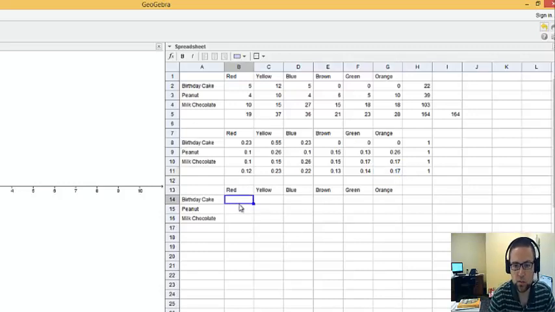Okay, one other way that we can organize these is to say what is the percentage of red M&Ms that were in the birthday cake pack, or the peanut M&M pack, or in the milk chocolate pack. So the way that we do that is we would say, well, this is equal to 5, right, divided by the total number of M&Ms that were red. So that's going to be 19.